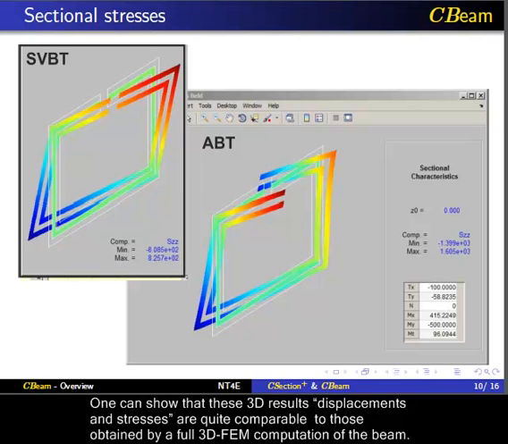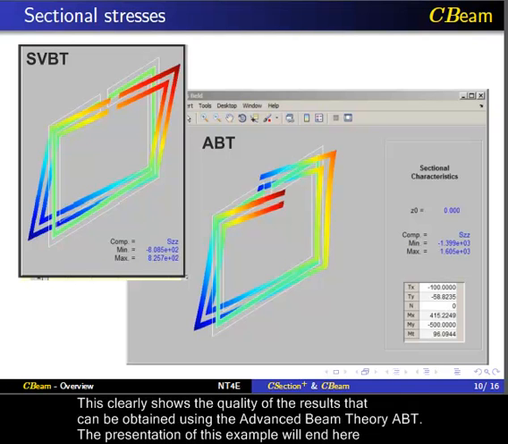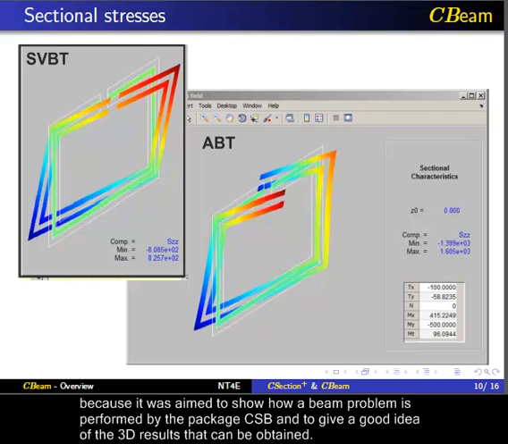One can show that these 3D results, displacements and stresses, are quite comparable to those obtained by a full 3D FEM computation of the beam. This clearly shows the quality of the results that can be obtained using the advanced beam theory. The presentation of this example will end here because it was aimed to show how a beam problem is performed by the package CSP and to give a good idea of the 3D results that can be obtained.